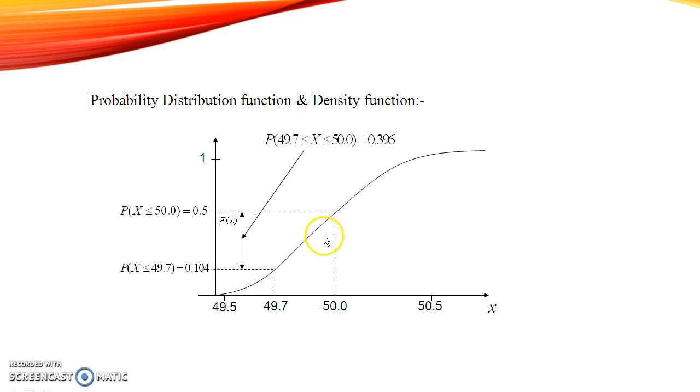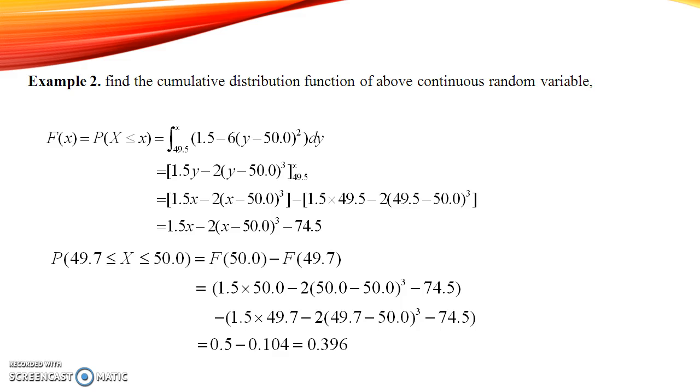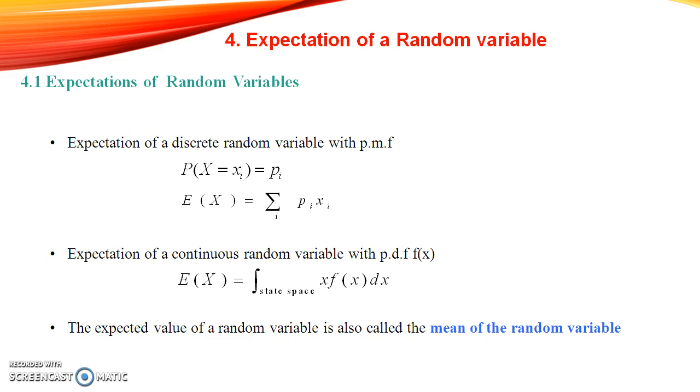In this diagram we show the probability density function as well as the cumulative distribution function of a continuous random variable. This is all about the types of random variables, that is, the distribution of the continuous random variable.